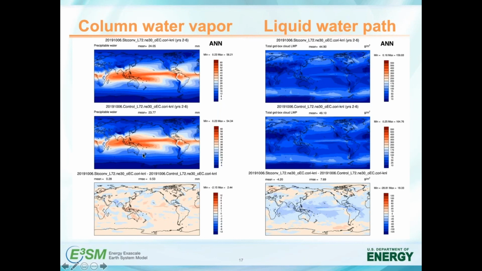In terms of column water vapor, there is not much difference. There is a mean of 0.28, which is about 1%. And there is a bit more over the ITCZ region, but less over the Indian monsoon region. And in terms of liquid water path, the stochastic run seems to be less compared to the control by a little bit less than 10%. And again, mostly over the ITCZ region.